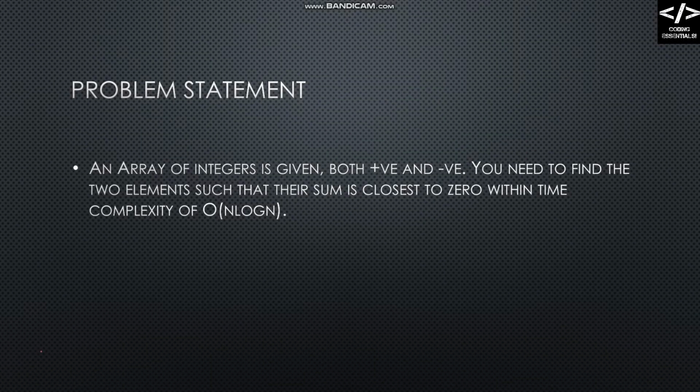I'm back with another interesting interview question. So do watch the video till the end. Over here the problem statement is: an array of integers is given, both positive and negative integers. You need to find the two elements such that the sum is closest to 0 within the time complexity of big O of n log n. If you think the problem is quite simple, then you are right, but you need to know which method exactly takes the time complexity of big O of n log n.